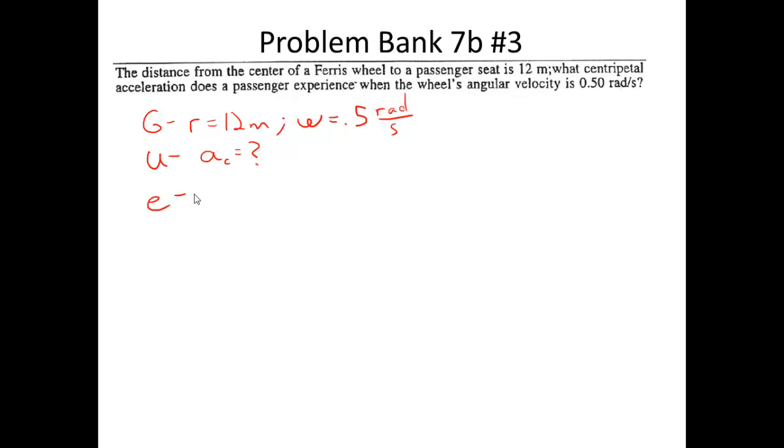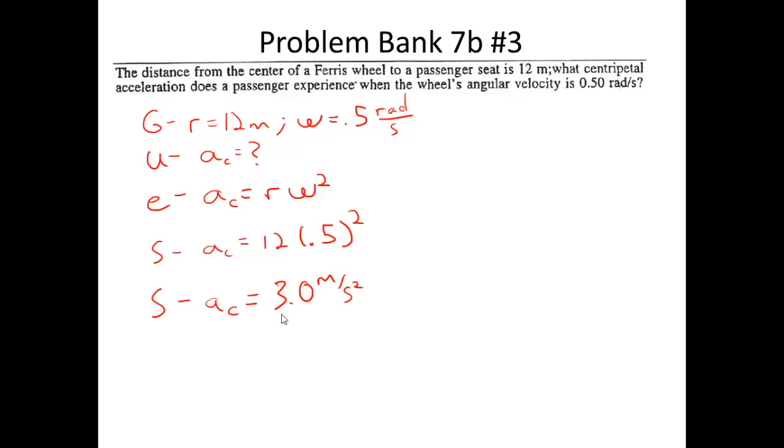The equation we'll use for that is a sub c, our centripetal acceleration, is equal to our radius times omega, our angular velocity, squared. Substituting everything in, 12 times 0.5 squared. 0.5 squared is going to be 0.25, or 1/4. 1/4 of 12 is going to be 3. So 3.0 meters per second squared is our centripetal acceleration.